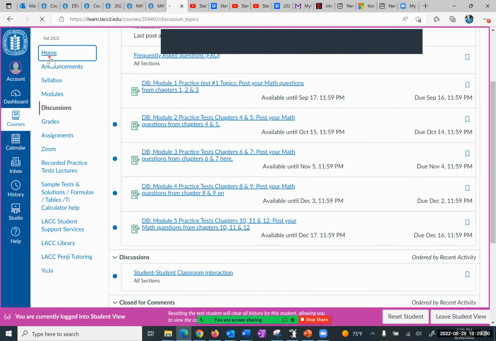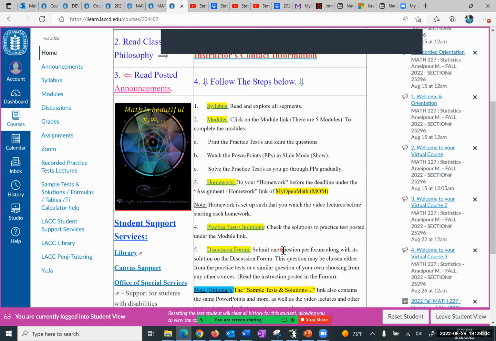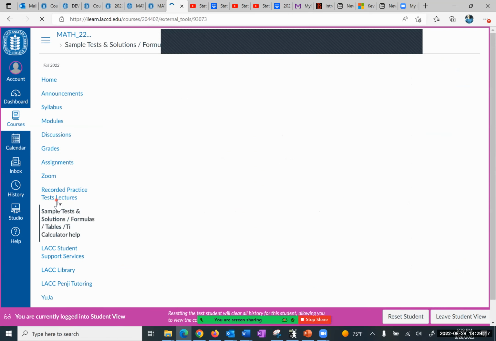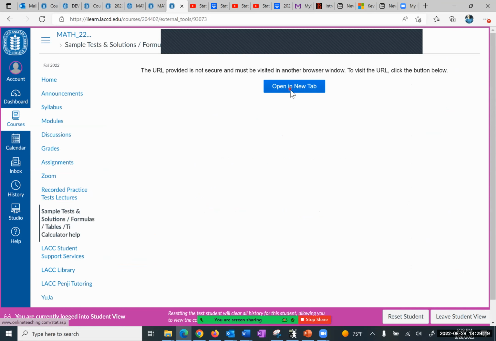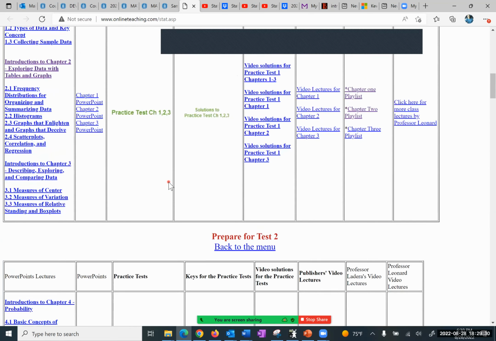I'm going to go back to the home page. Now, the next thing here that I want to discuss before I go over my open math and go over everything is sample test solutions. What is on the left side? You really don't need that, but for some reason, if Canvas is not working, make a note of this website. You have just about everything that I have there.